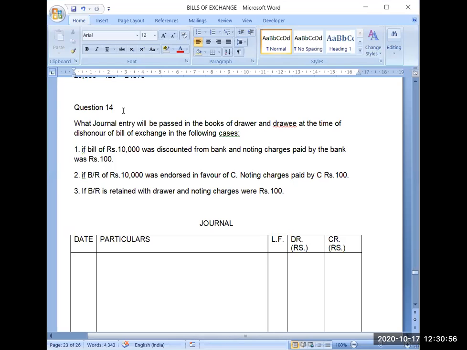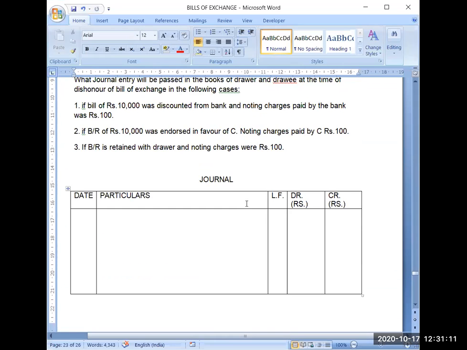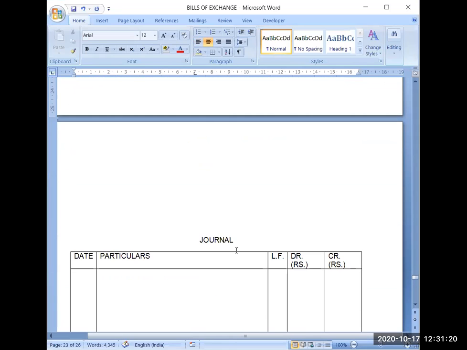So now see the next question. What journal entry will be passed in the books of the drawer and the drawee at the time of dishonor of bill of exchange in the following cases? So this time you have to give journal entries in the books of the drawer, but no name is given. So journal of drawer and journal of drawee.